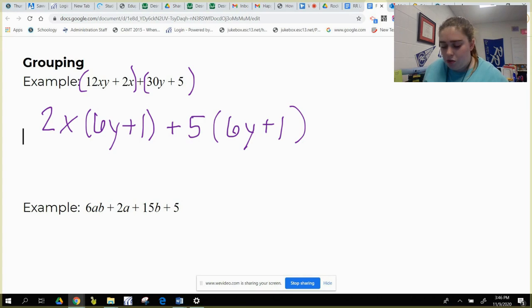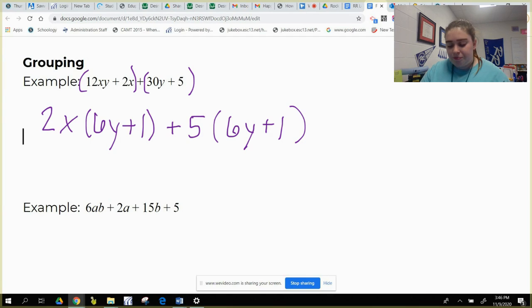Now what do you notice that is the same in what we've written so far? We have that 6y plus 1 that was left over from both of those binomials. You'll remember from yesterday when we were grouping, we had that same situation. So that's what we want to look for. What we're aiming for is to have those binomials come down to be the same thing, usually.